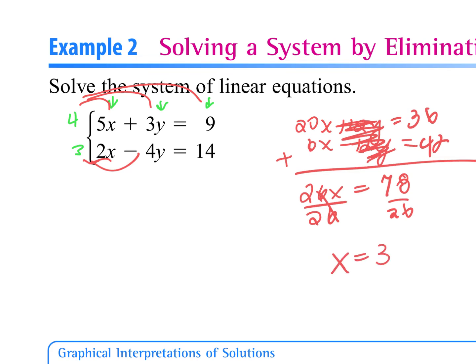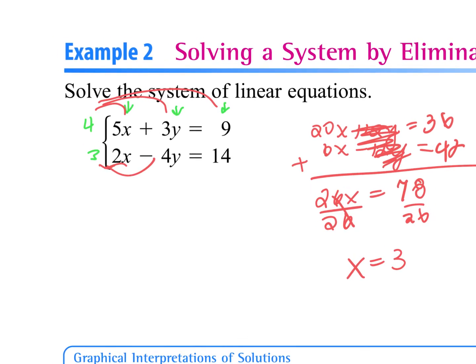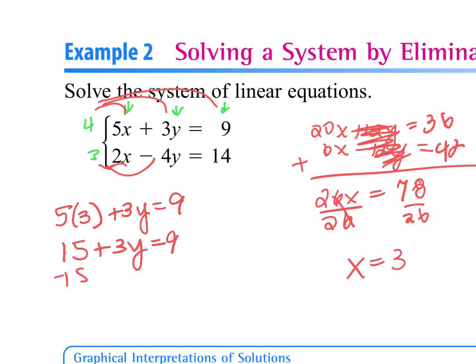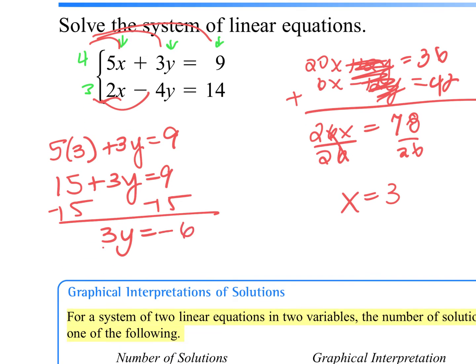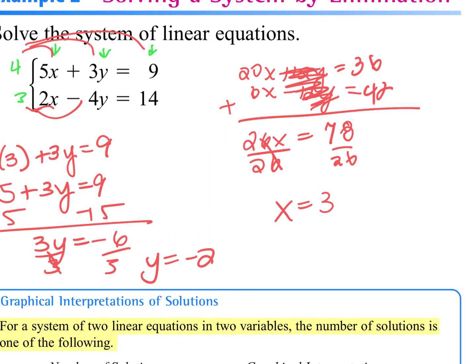So now I take 3, I plug it back in, and I find out what y equals. So I'm going to plug it back into the top. So I have 5 times 3 plus 3y equals 9. Back substitution. So 15 plus 3y equals 9. Subtract 15 from both sides, and then I get 3y equals negative 6. Divide by 3, and y equals negative 2. So remember, to write our correct solution, it's an ordered pair, and it's the x value 3, comma, negative 2. And to make sure that we're correct, we go back, it takes 2 seconds, just go back and check to see if both of these values, the 3 for x and the negative 2 for y, satisfy both equations.